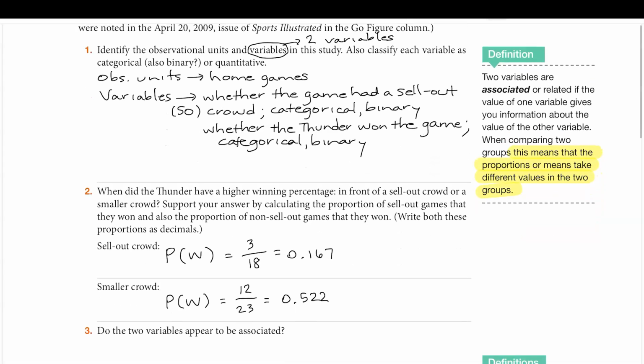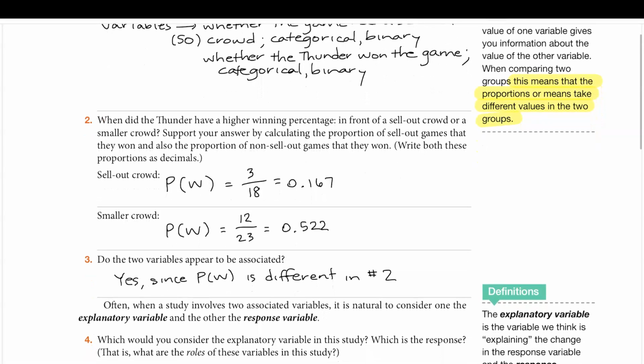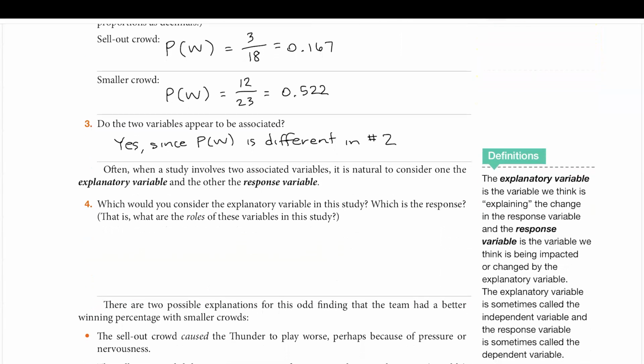Okay, so again, looking at the highlighted portion of that associated definition, number 3 asked whether the two variables appear to be associated, and the answer is yes, since the proportion of wins is different in question number 2, right? So whether they had a sellout crowd or a smaller crowd determined their proportion of wins to be different. When a study involves two associated variables, we call one the explanatory and one the response.